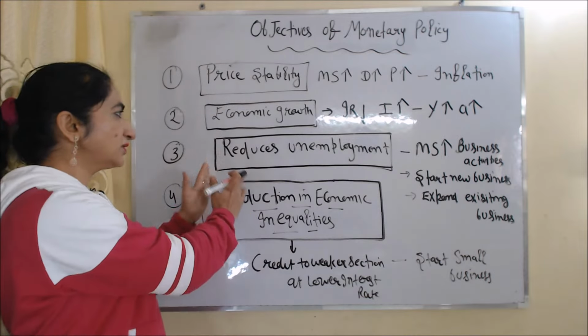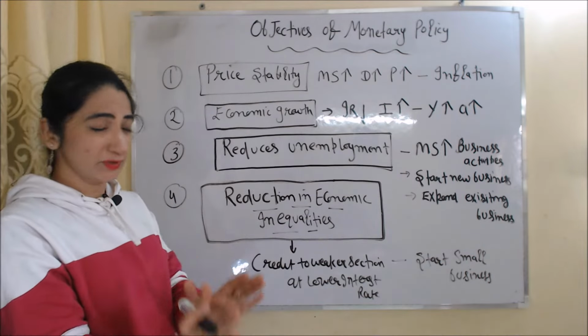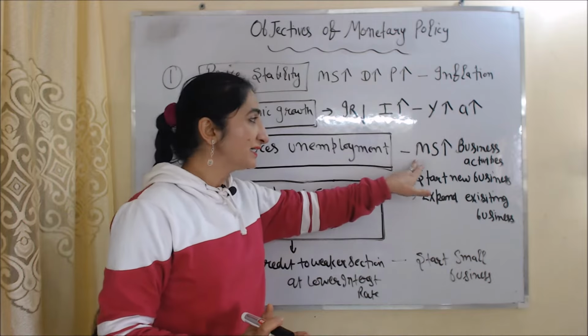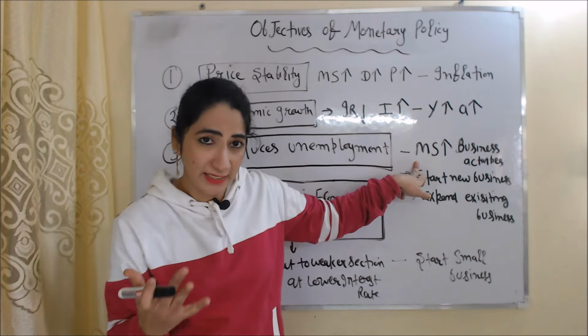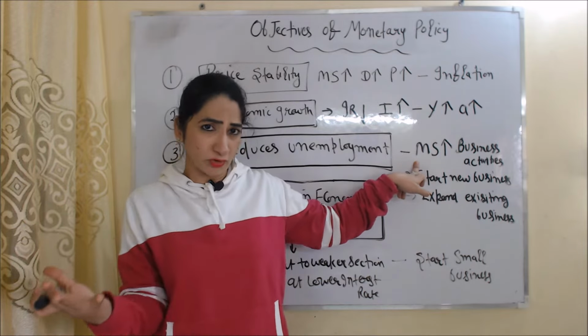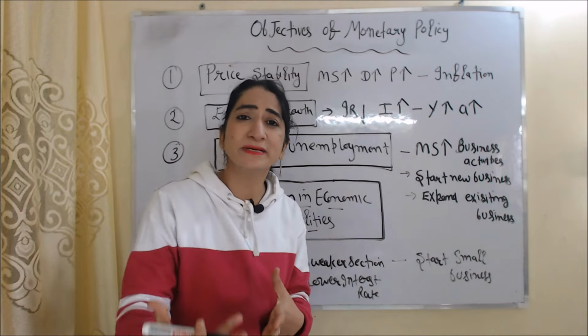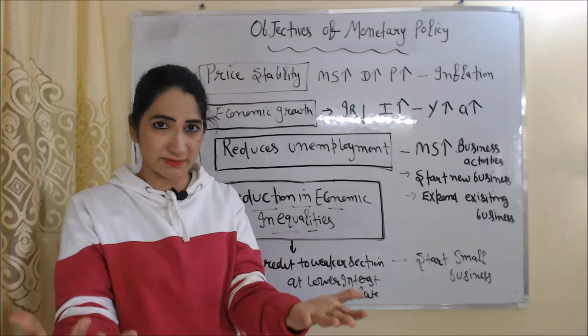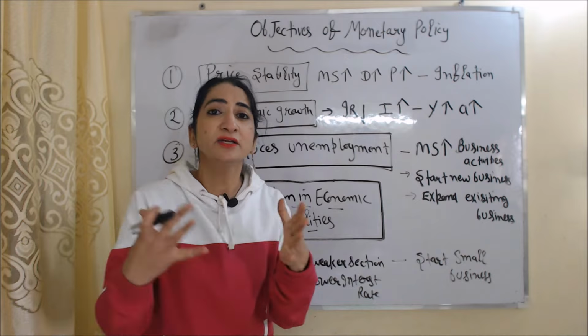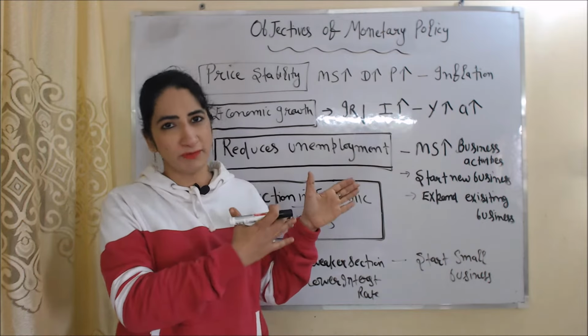Next objective is reducing unemployment. Through monetary policy, the central bank of the country increases money supply. As money supply increases, business activities also increase. People are starting their new businesses. They are expanding their existing businesses. As a result, they are creating new jobs in the market and unemployment will fall.